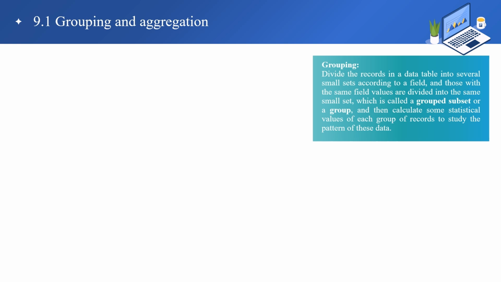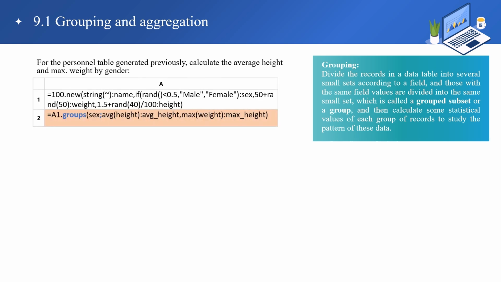The specific action of grouping is to divide the records in a data table into several small sets according to a field, and those with the same field values are divided into the same small set, which is called a grouped subset or a group, and then calculate some statistical values of each group of records to study the pattern of these data. For example, in the previously generated personnel table, we can calculate the average height and maximum weight by gender. The groups function can implement the above actions.